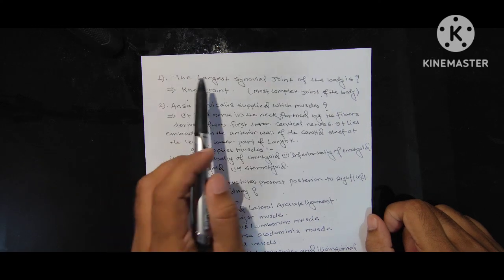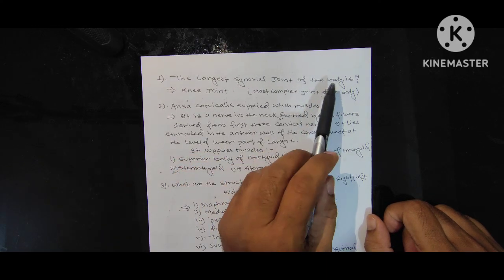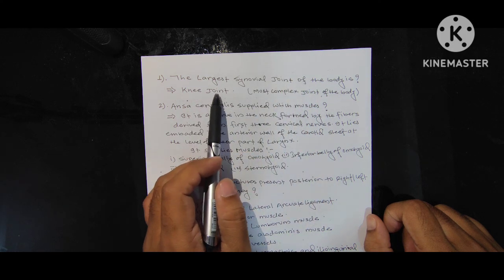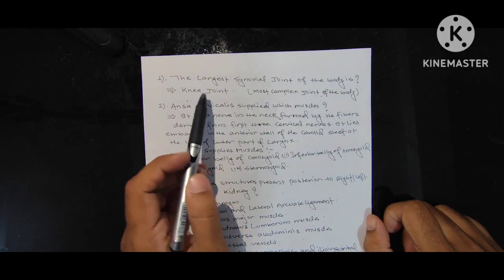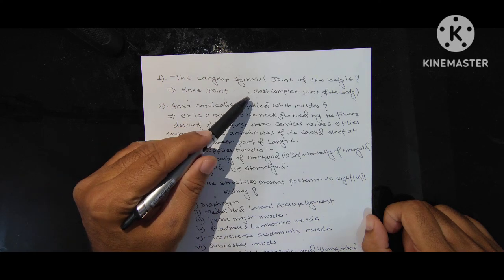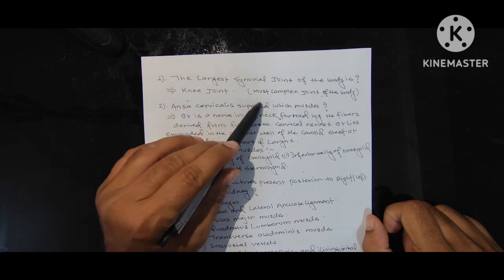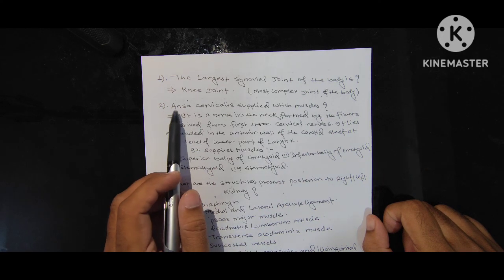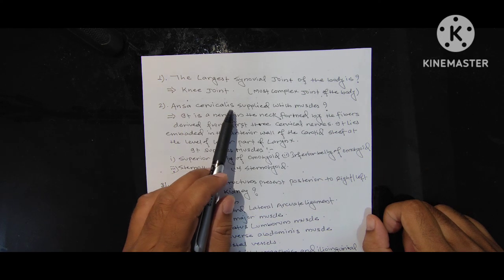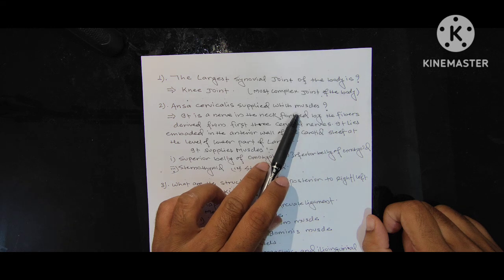First question: the largest synovial joint of the body is? The answer is the knee joint, and it is also the most complex joint of the body. The knee joint is the largest synovial joint present in the body, and it is the most complex joint present in the body. The second question is, ansa cervicalis supplies which muscle?